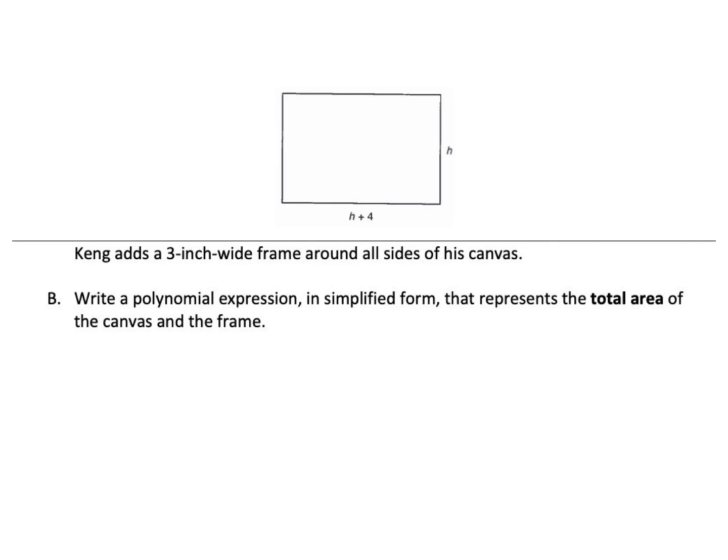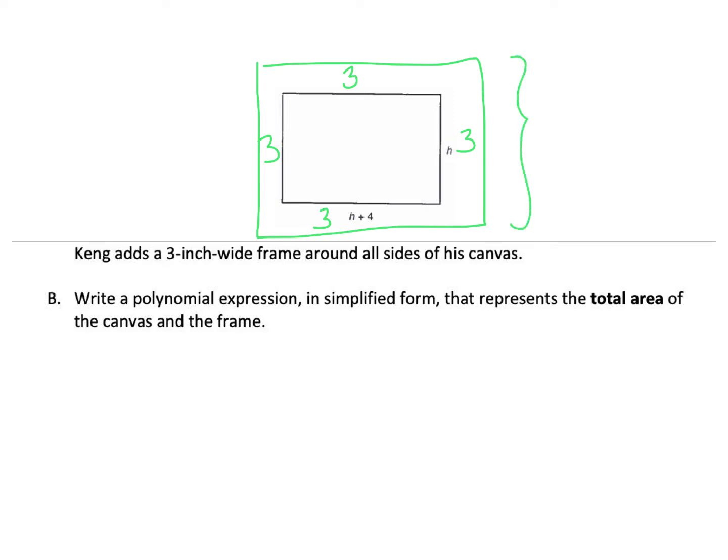King adds a 3-inch wide frame around all sides of his canvas. Write a polynomial expression in simplified form that represents the total area of the canvas and the frame. So he picks up 3 here, 3 here, 3 here, and 3 here. My new dimensions: it was just h inches between this portion, but if we're picking up 3 and 3, now it's going to be h plus 6, because 3 inches on either side.